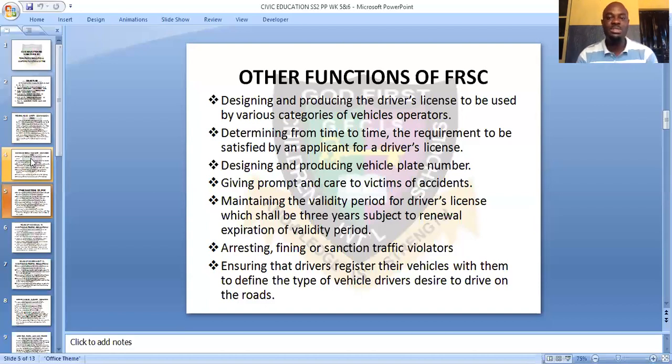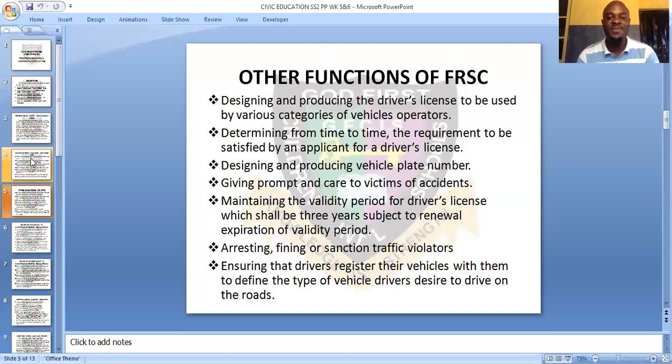Another one is designing and producing vehicle plate numbers. It is their job. There's a department that deals with that, which produces and designs the vehicle's plate number. Giving prompt care to victims of accident. In their office, they have a department which is meant to take care of this. That is like Red Cross. They have a set of officers who are meant for emergency response, which whenever an accident occurs on the road, they will be the ones to take those victims to the nearest hospital, in order to be given proper care.